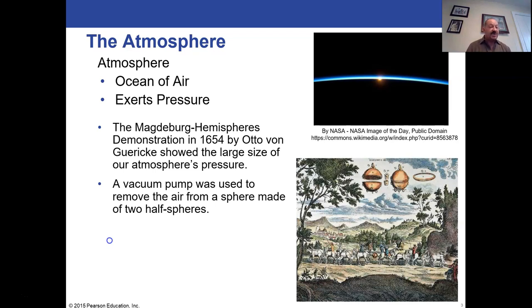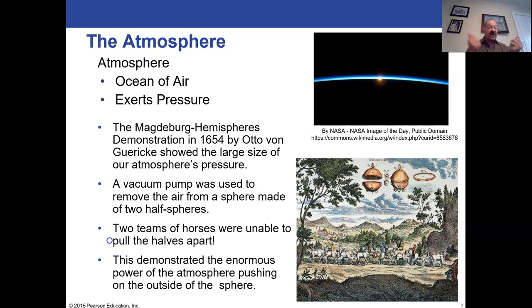One of the first demonstrations that there even is an atmosphere happened in the mid-1600s in the town of Magdeburg in Germany. This was done by a scientist slash politician named Otto von Guericke. He took two metal halves of a sphere that could seal together. He sealed them together, and then he pumped out as much air as he possibly could. These things had rings on either end, and he attached them to teams of horses on either side of them. And he did this demonstration for the Holy Church from Rome.